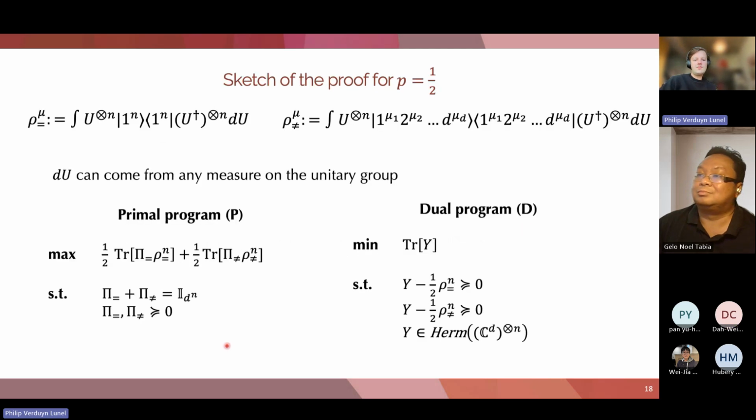Okay. So we want to phrase our problem as a semi-definite program. So we define this maximization problem, but then we need to define what is this rho equal n. So that's when you have n inputs that are all equal, and this rho unequal n, where there can be these orthogonal states. So I want to say I just get n states, but they're in an unknown basis to me. And then we say, okay, well, then I'm going to write down the density matrix. So I'm going to integrate over all unitaries. And that's sort of what an unknown basis means to me.